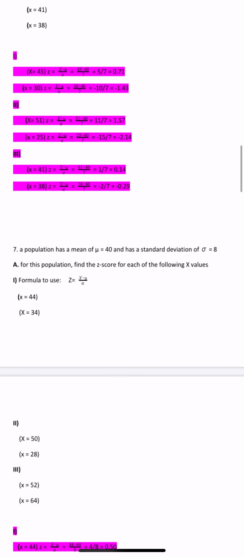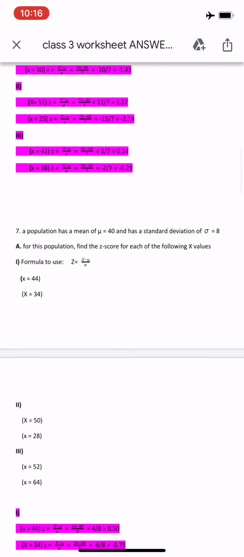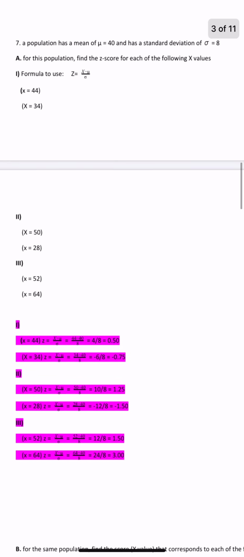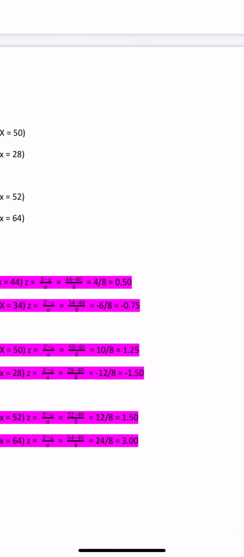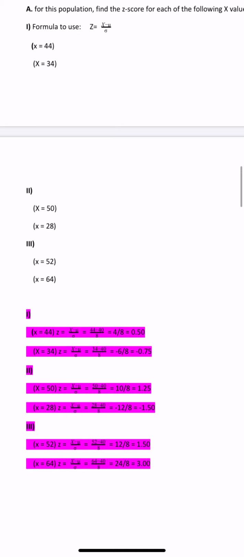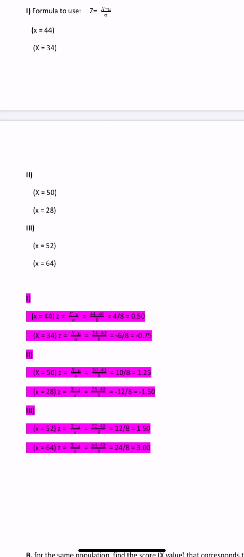Okay, 7. A population has a mean of 40 and a standard deviation of 8. For this population, find the z-score for each of the following values. So it's exactly like what we just did. You're just going to use a mu of 40 and a standard deviation of 8 and plug in each of these x values, and you will get a z-score for each one. Remember, when you're rounding z-scores, always round to 2 decimal places, because when you look on the table, all the z-scores are to 2 decimal places. So that is how we are going to round them in this class.